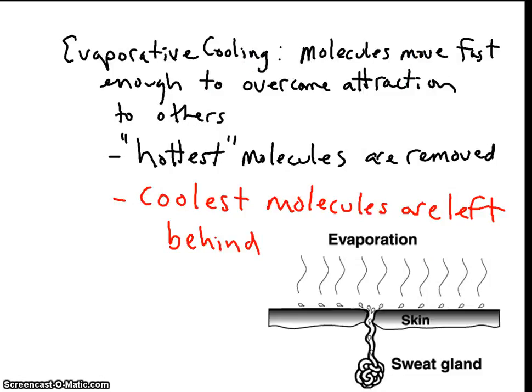And this is evaporative cooling. Exactly what we want to talk about here is how the molecules move fast enough to overcome attraction to others. So what happens is down here on the bottom, when we sweat, water's put on the skin, and it's the hottest molecules. They're the ones that get enough energy to actually change state and go into a vapor. They evaporate, so when they leave, they take heat with them, and the coolest molecules are the ones that are left behind. So that's why when we sweat, it cools us down.